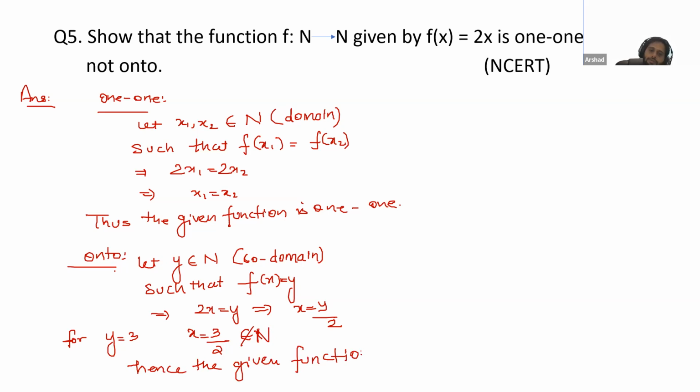Hence the given function is not onto. So I hope everyone now understood how you need to solve the question. For onto, if you are not able to directly analyze the question, then please do it in this way. I will give you 1 minute for this. Please note down this and then raise your hand. Then we will try another question. We will try to complete as many questions as possible today. We have 15 questions, so 10 are left.